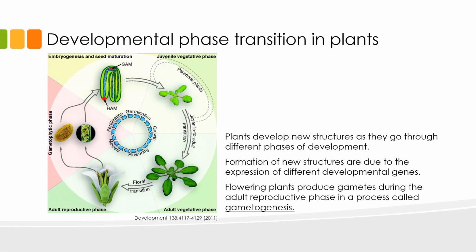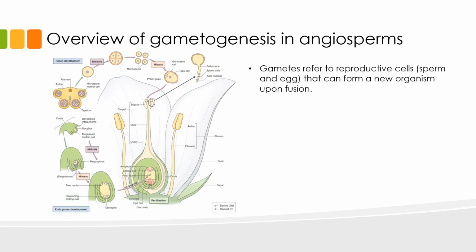The reproductive stage of plant development can be divided into gametogenesis, embryogenesis, and endosperm development. Our focus today will be on gametogenesis or gamete formation. We've already established the fact that plants develop new structures or organs when they transition into the reproductive phase, and the key organ that develops during this phase is the flower. Flowers are the main organs involved in the sexual reproduction of plants.